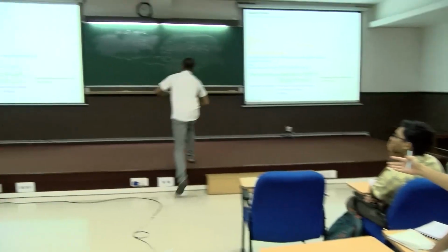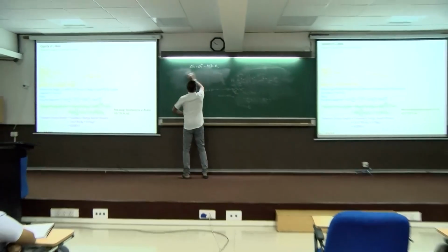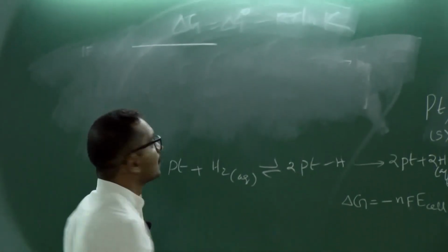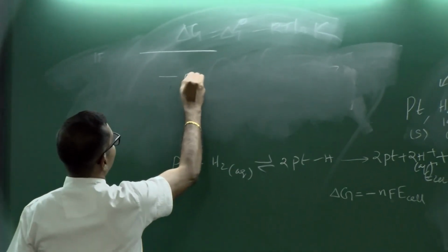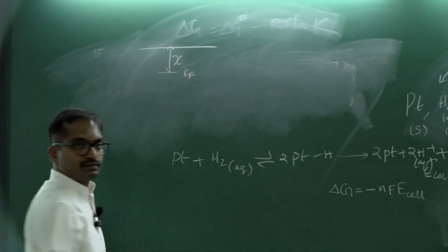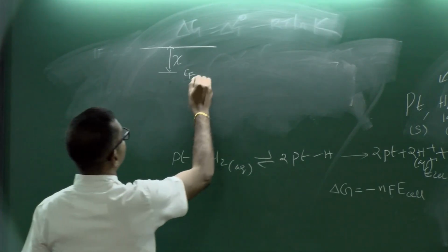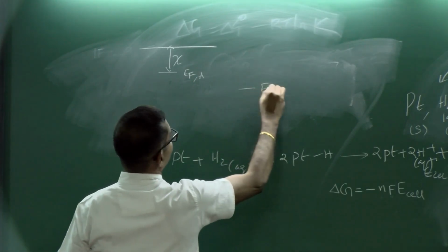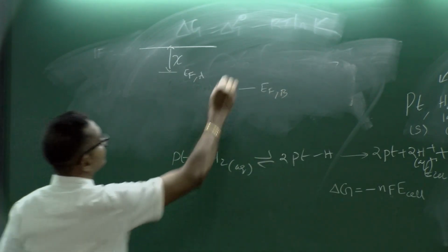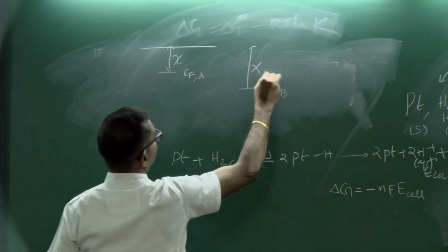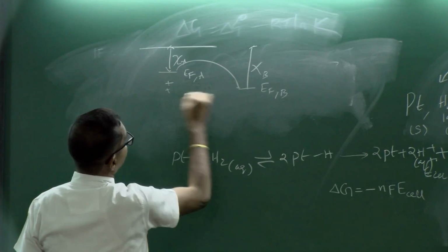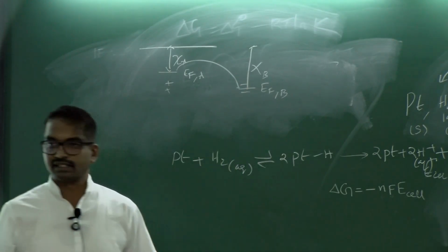Suppose I have this vacuum level, okay. So I have a Fermi level of a metal, okay. So this is my work function, okay. Now I have another metal, so this is metal A, I have another metal, metal B. Then if I bring them together, what will happen? Because this has a higher work function than this, right? So electron will flow from here to here. So positive charge is created here, negative charge is created here, therefore a potential is generated.